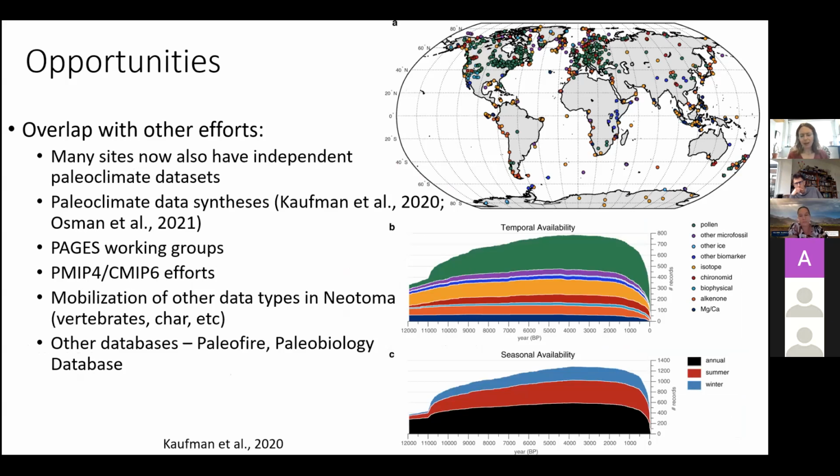There's also a lot of overlap with other efforts currently going on that I see as really interesting potential opportunities. There are a lot of sites, like I said, that have independent paleoclimate data sets that really could be useful to leverage, as well as new data syntheses of temperature and precipitation at a global or continental level. There's a lot of overlap with some of the efforts of PAGES working groups, PMIP and CMIP efforts, as well as mobilization of other data types within databases like Neotoma, and other developing databases like the PaleoFire database and the Paleobiology database.